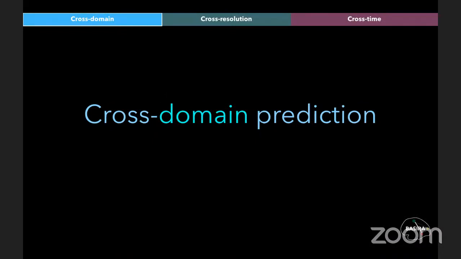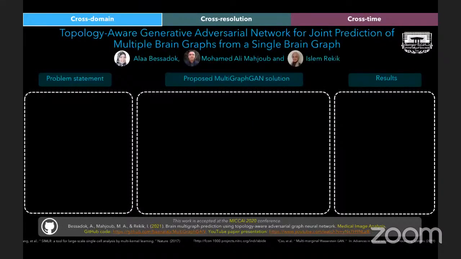I'm going to give you three examples, three animated slides, to give you the gist of what we're trying to solve here. First, I'm going to start with cross-domain prediction. This was a paper accepted in MICCAI 2020, and it was actually the first paper from the continent of Africa. We want to see more, hopefully, in the future.